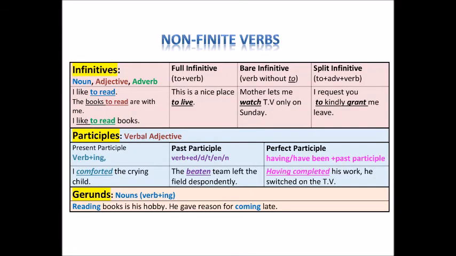So, here is the summary of today's lesson. Non-finite verbs. These verbs have three kinds: infinitives, participles, and gerunds. Infinitives have three forms: full infinitive, bare infinitive, and split infinitive. Participles too have three forms: present participle, past participle, and perfect participle. Gerunds are nouns formed with simple verb and ing.